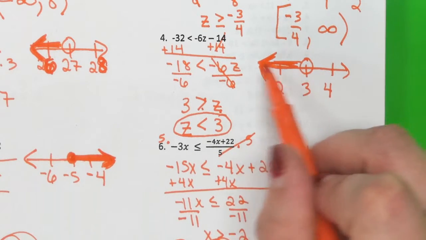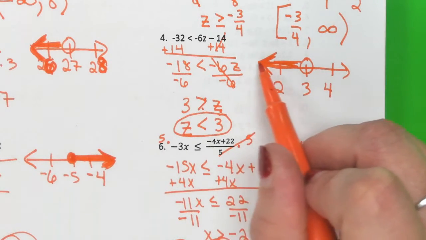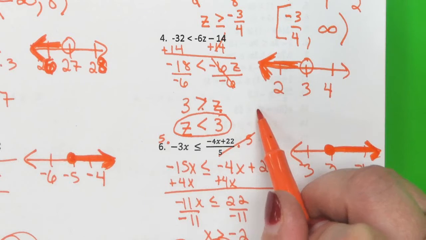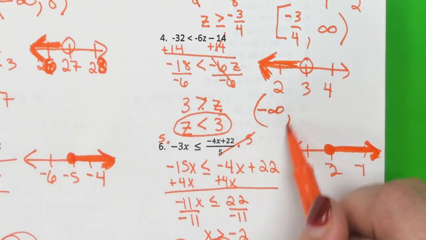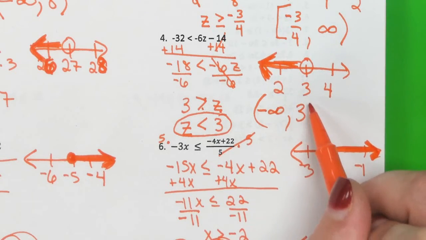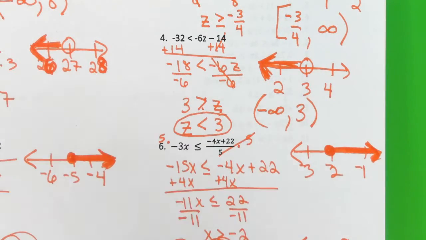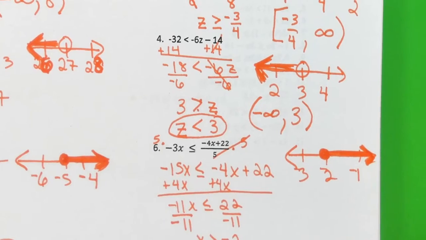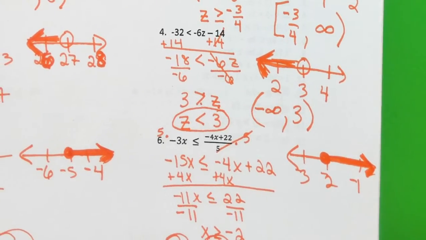All right, here we go. On the left, where's it going to the left? Negative. Which infinity? Negative, and infinities always get parentheses. On the right, where does it stop? 3. Open or closed? So it gets a parentheses. Because that was just easy on my paper.